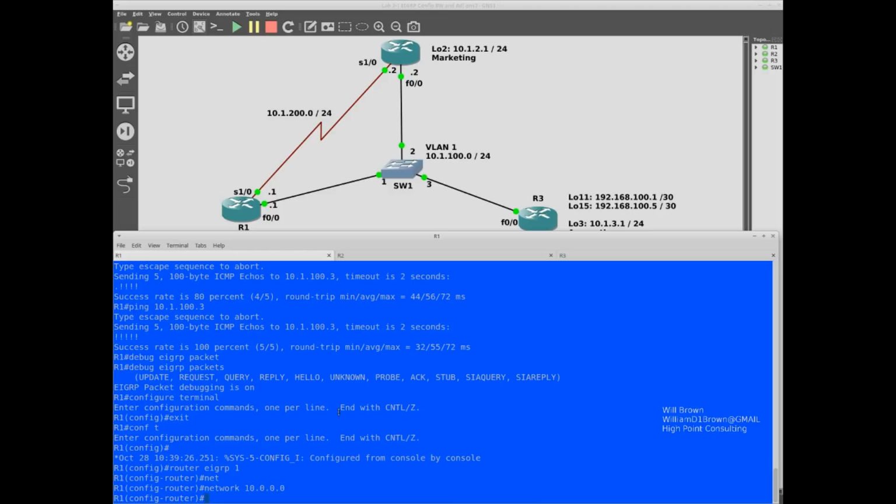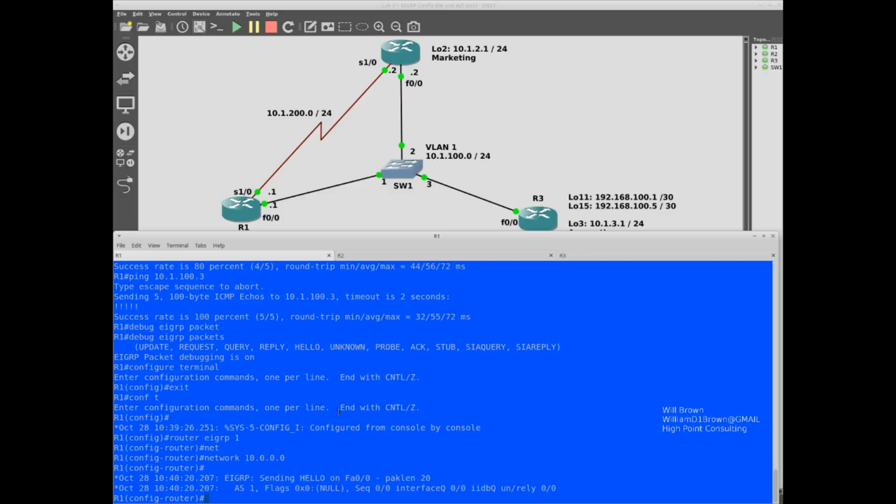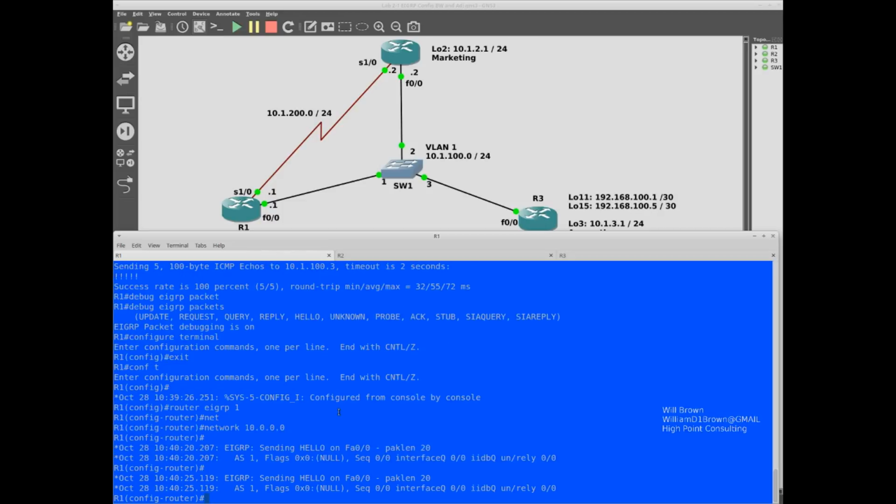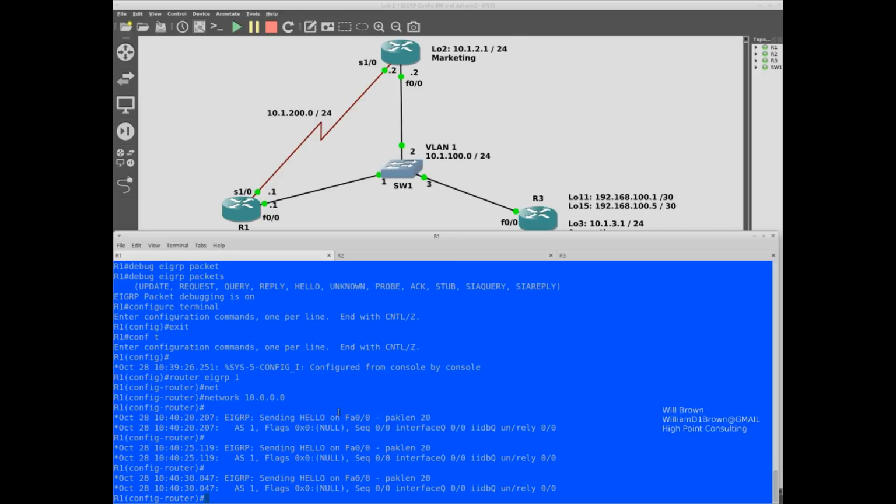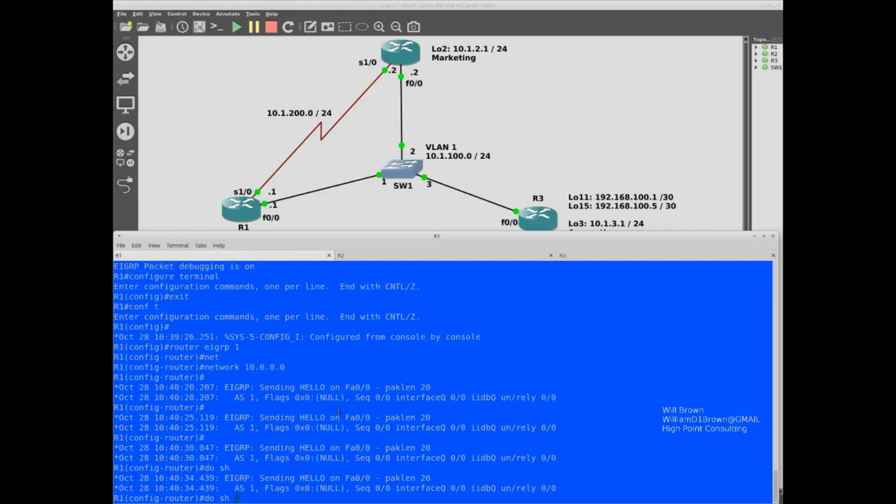As soon as I type in the network command, the first hello went out, fast Ethernet 0/0. Now, we can't see the hello going out on the loopback interface that's configured. To see that, we would need to do show, and I'm doing this from within global configuration, so I'm using the do command, do show IP protocols.